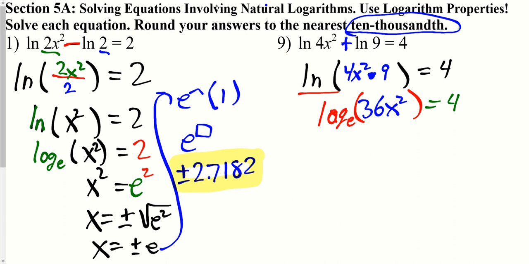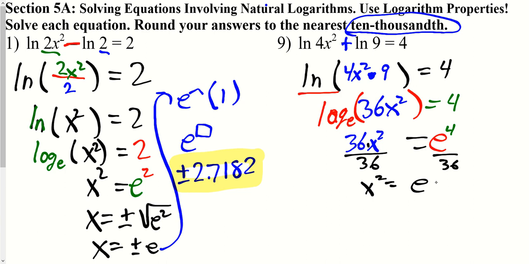So then we can go ahead and take our 36x squared. When we use our definition of a logarithm, take our e, swing it over, and put the 4 up as the exponent. Then we're going to finish solving it for x, so we'd have to get rid of timesing by 36, so divide both sides by 36. Get x squared is equal to e to the 4th over 36. So then you'd have to do the square root. Remember, you'd be plus or minus the square root of the top over the square root of the bottom.